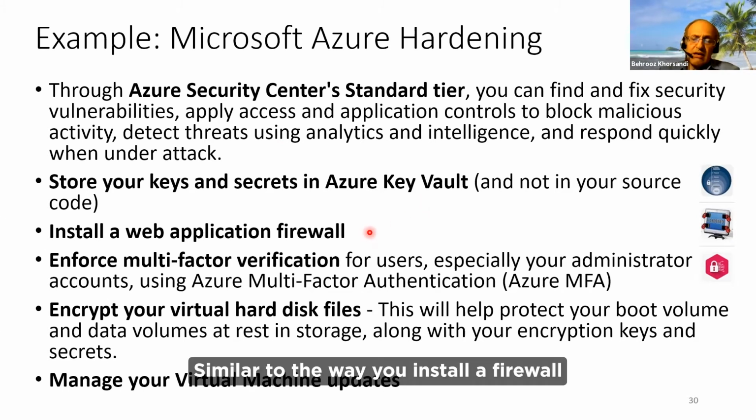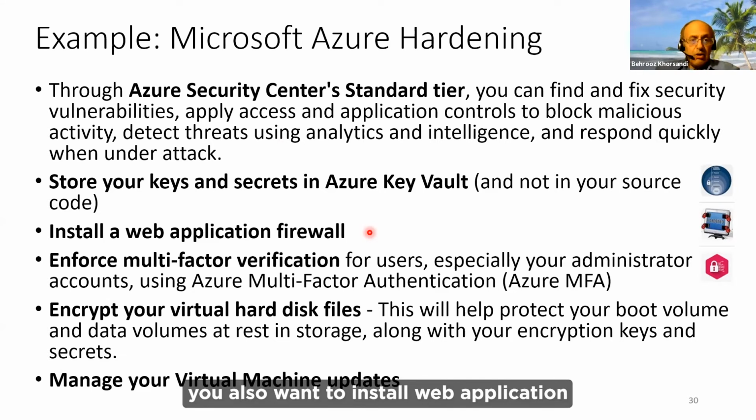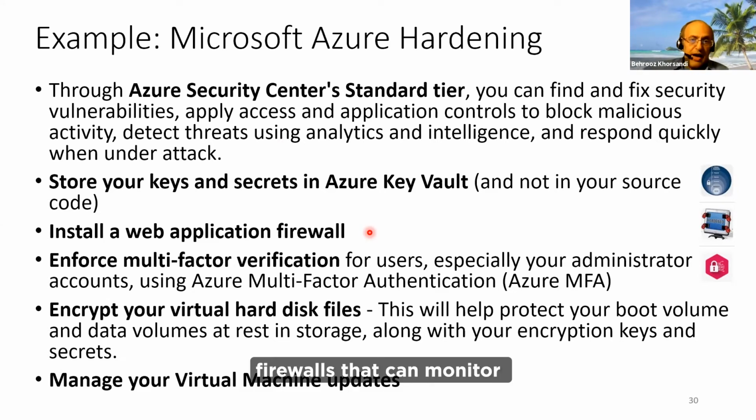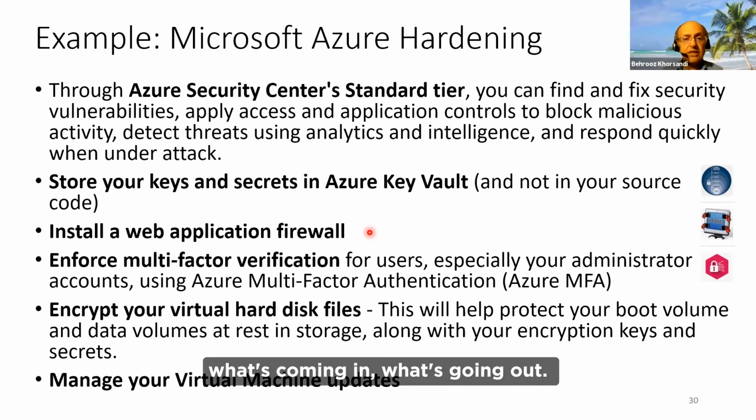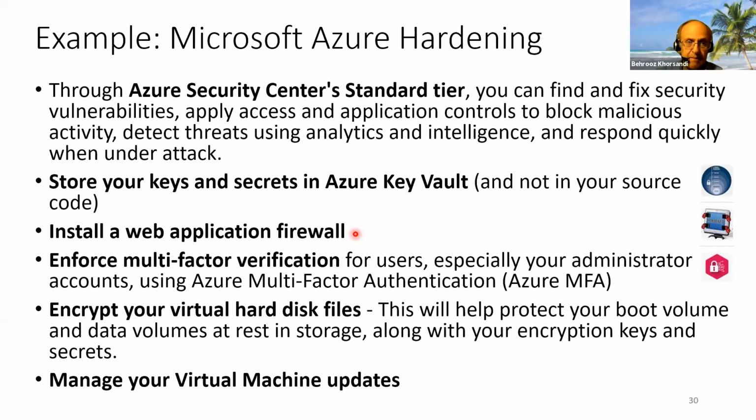Similar to the way you install a firewall for your on-premise data center, you also want to install web application firewalls that can monitor what's coming in and what's going out. And typically, a web application firewall is like a layer 7 device.